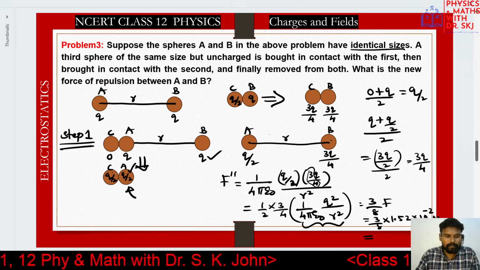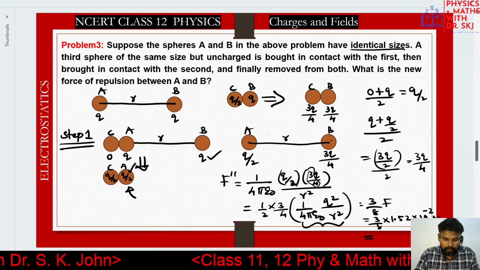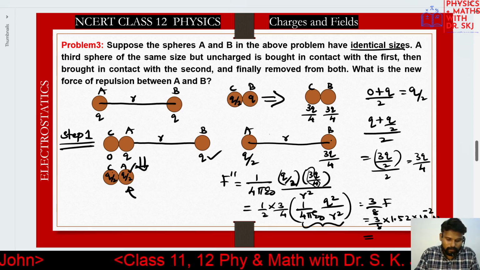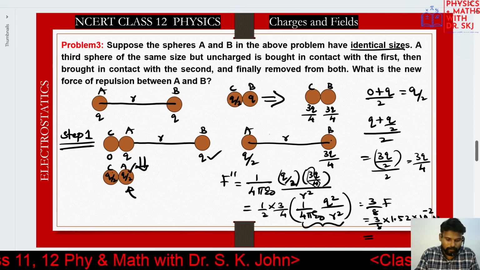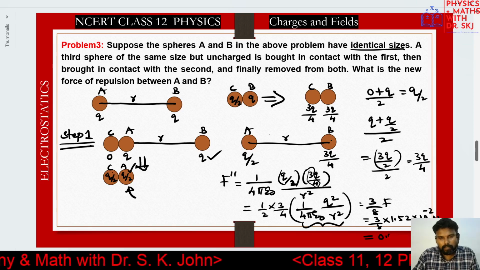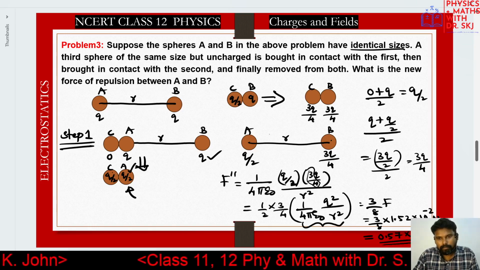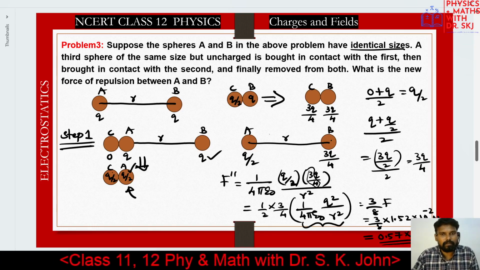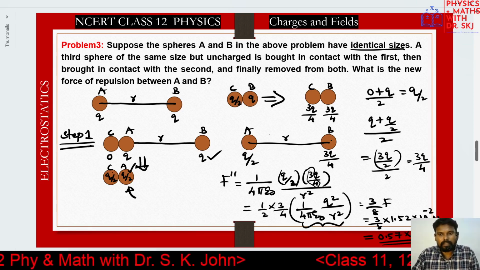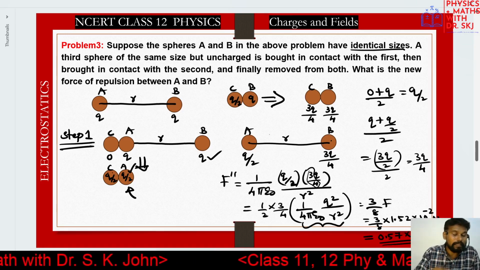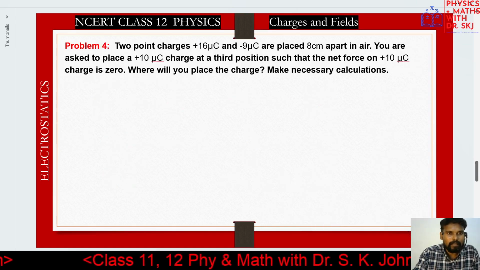So the final answer will be, I will calculate 1.52 into 3 divided by 8. Okay, so it's 0.57, 0.57 into 10 raised to minus 2 Newton. Now the force has been reduced because the charges have been reduced. Okay, so this is the final force. This is the answer of the C part. This is separate. It is given as a separate question. The NCERT exercise. Okay, coming to the last question.